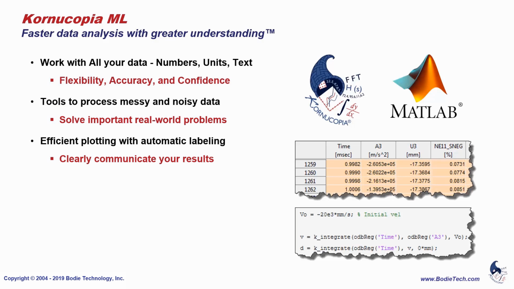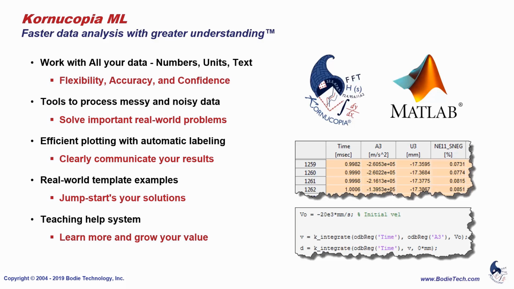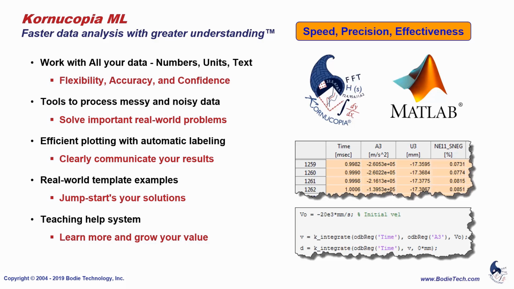With efficient plotting that has automatic labeling, you can quickly and clearly communicate your results. And our real-world template examples help you jumpstart your solutions. This is all supported with a teaching help system that allows you to learn more and grow your value. Kornucopia ML improves the speed, precision, and effectiveness of both you and your team.